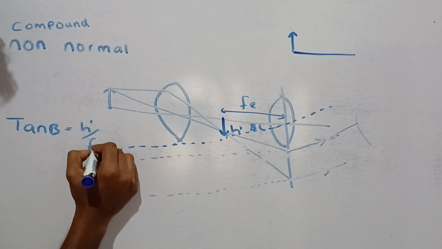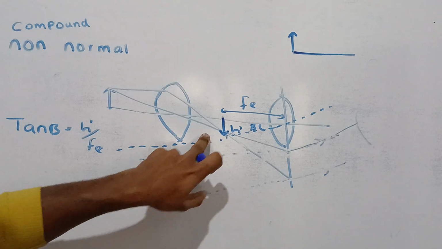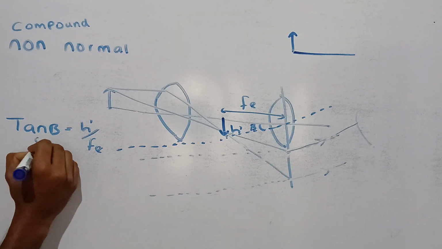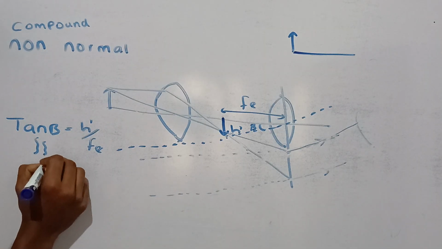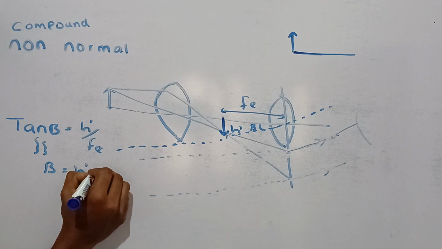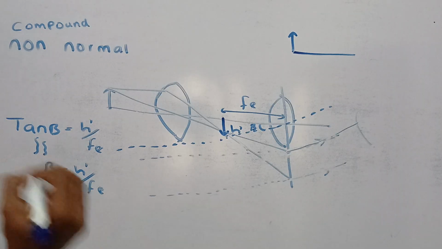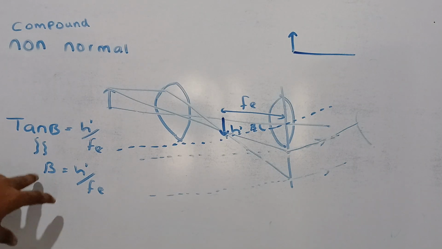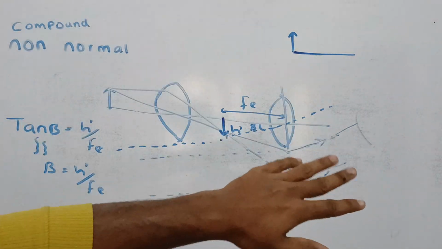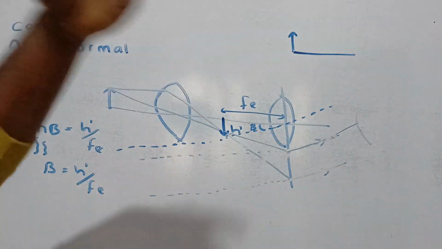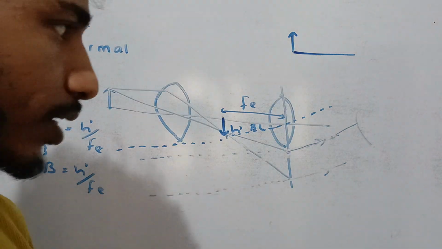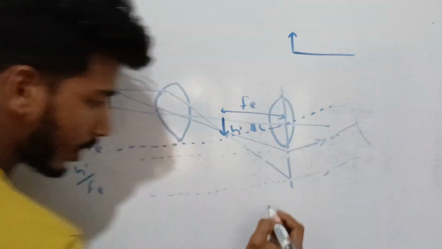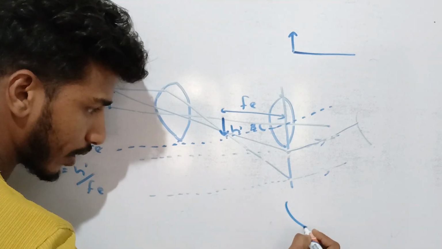So the reason we obtain tan is, of course, we know only two parameters. One is h dash and the other one is fe. And we can approximately say that tan beta is equal to beta, which is h dash over fe. So we must understand this beta represents the angle formed at the eye by the image created from the microscope. So if you want to find the total magnification, we must also find the angle created on the unaided eye.